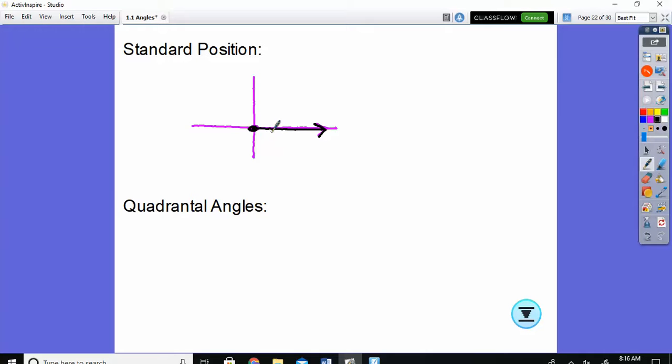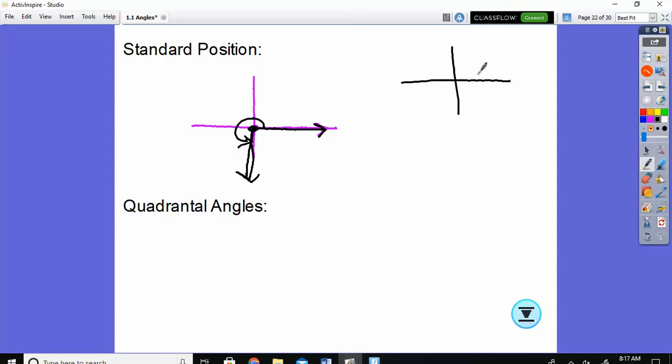So if I said 270 degrees, where would that go? We're starting here and spinning 270. How far is it from here to here? 90. So it would go all the way down to the bottom. Clockwise is negative, and counterclockwise is positive. It goes the opposite of what you might want to guess.